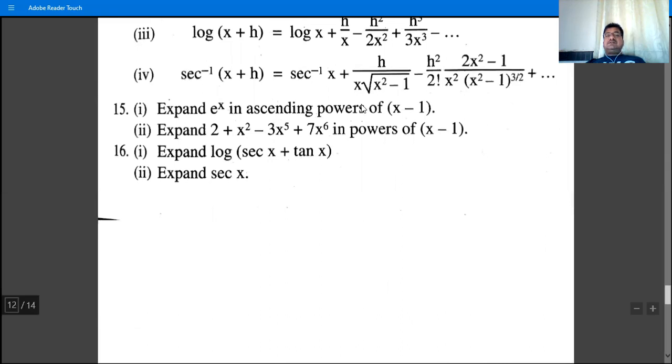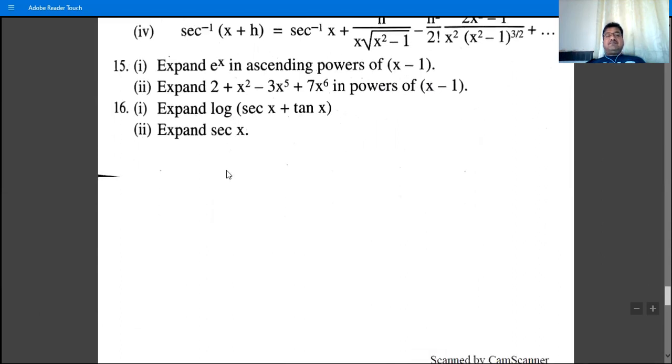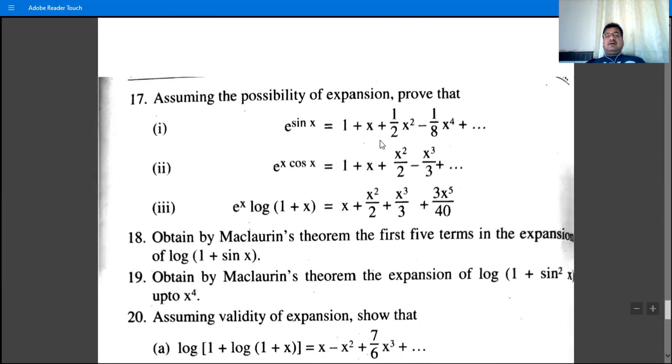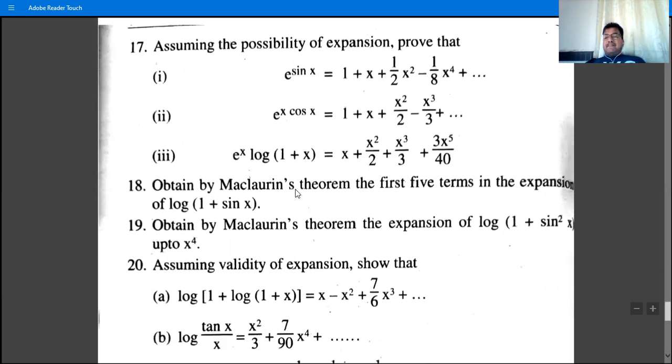Expand e raised to x in ascending powers of x minus 1. Again Taylor's theorem, take x plus h as x minus 1 and a as 1. So this is a similar problem. Expand log sec x, tan x. These two problems, number 16, are on Maclaurin's theorem. Expand sec x. So these are problems for homework. These are also problems on Maclaurin's theorem: e raised to sin x, e raised to x into cos x. So all these examples are solved by using Maclaurin's theorem.